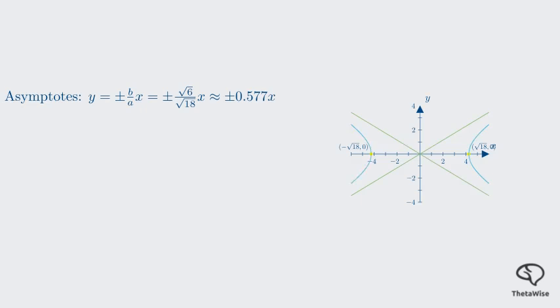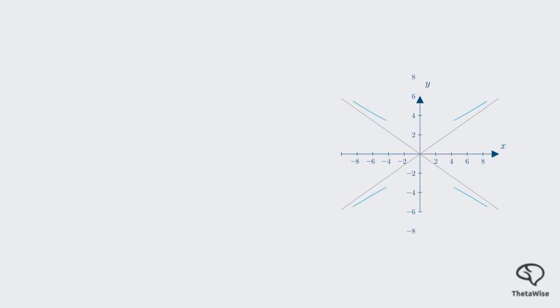Using a and b, we can find the equation of the asymptotes, which are y equals plus or minus b over a times x. The lines are y equals plus or minus 0.577x. We sketch these lines and then draw the hyperbola's branches opening left and right, passing through the vertices and approaching the asymptotes. Now let's answer the questions.